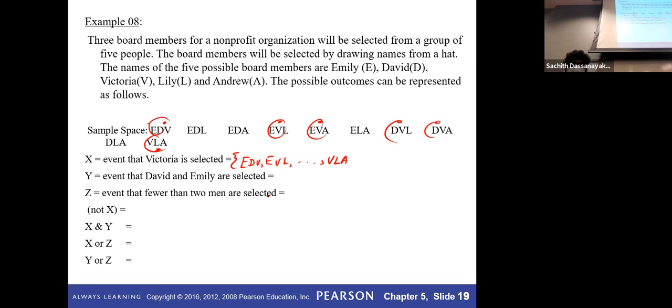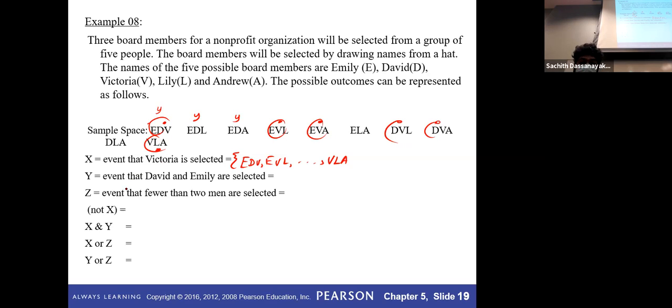Clear? Those are X. Event Y is that David and Emily, D and E, are selected. So D and E both occur in these outcomes. So D, E, yes, this is Y. I'll write it like this. D, E, yes. Do you have any others? No, right?